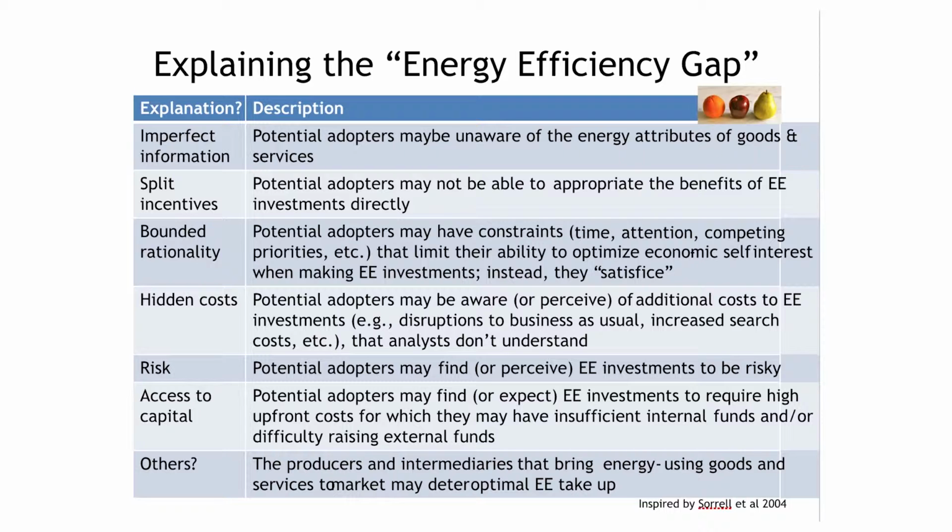And then I'm throwing in my other one, which is the one I've been focusing on more. The rest fell out lovely from a really good book by Steve Sorrell, an economist in the UK. But this last one's mine. The producers and the intermediaries that bring energy-using goods and services to market may themselves defer optimal energy efficiency take-up. But that's for another talk.